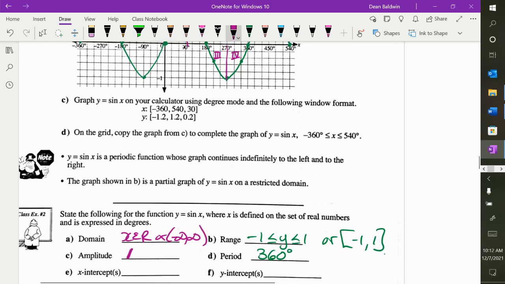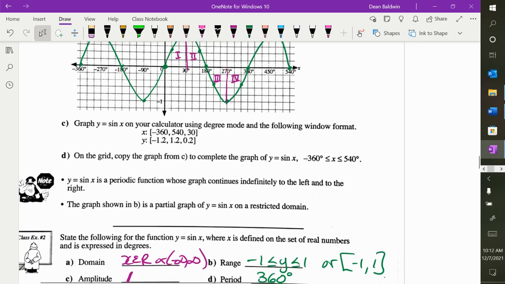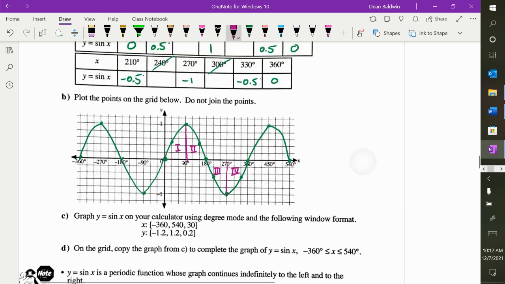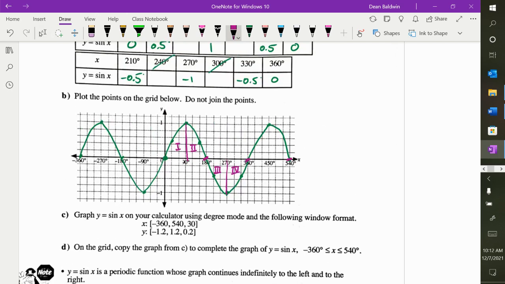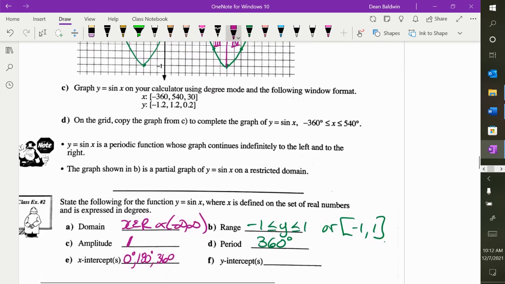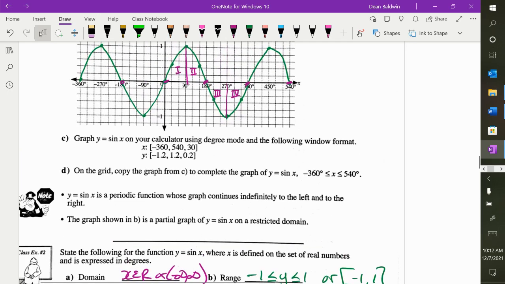What are the x-intercepts of this graph? If you wrote them out, you would get 0, 180, 360. You can see them. Boom, boom, boom. Or what could you write? 180n. Or n pi, well, you can do it in radians if you want.